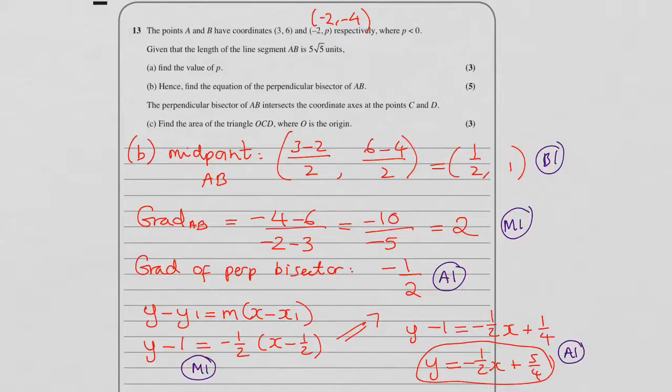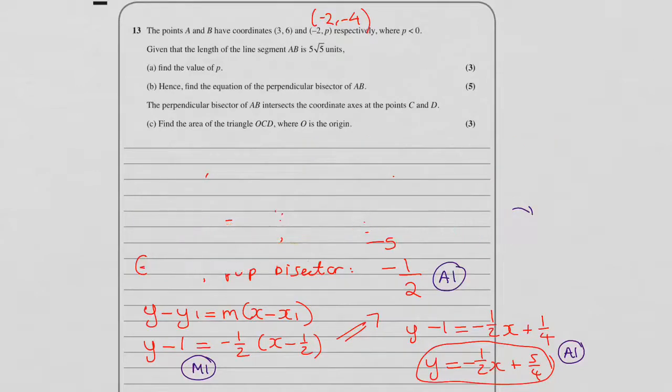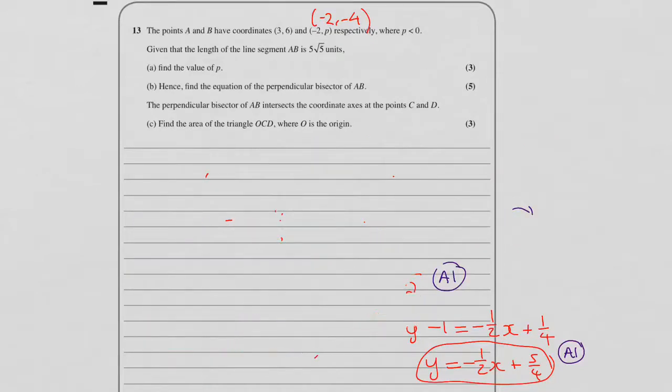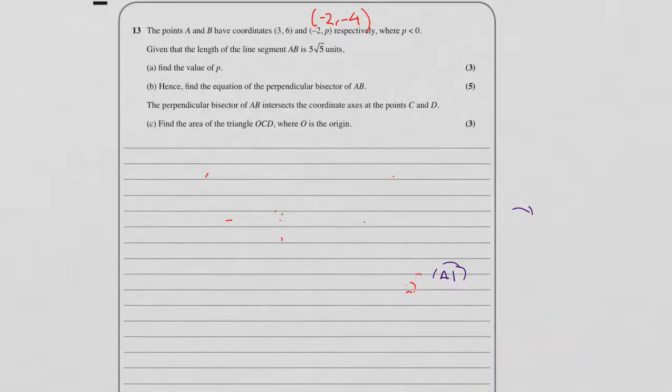And now it says a perpendicular bisector intersects the coordinate axes at points C and D. Finally, I have the triangle. Okay, lovely. Well, let me get rid of this so I've got space. That sounds quite tricky, but it's only 2 marks, so it can't be that challenging.